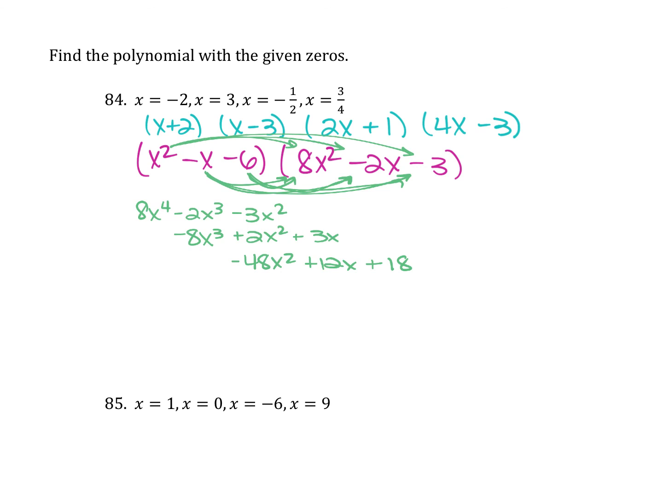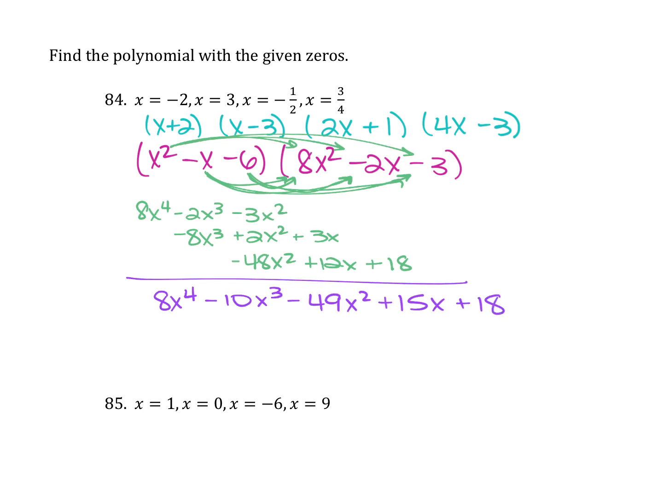So from here, we're just going to combine like terms. We have 8x to the 4th power minus 10x cubed minus 48. Negative 48 plus 2 is negative 46, minus 3 is negative 49x squared. Then 12x plus 3x is 15x plus 18.